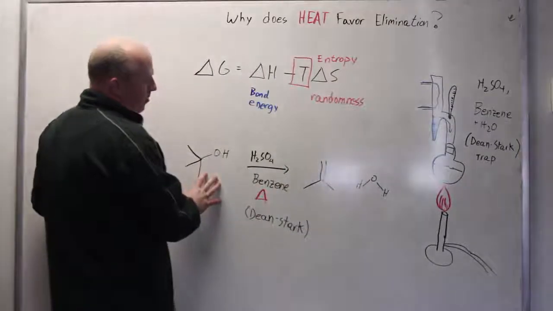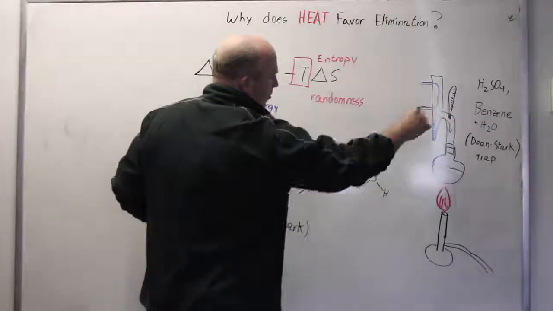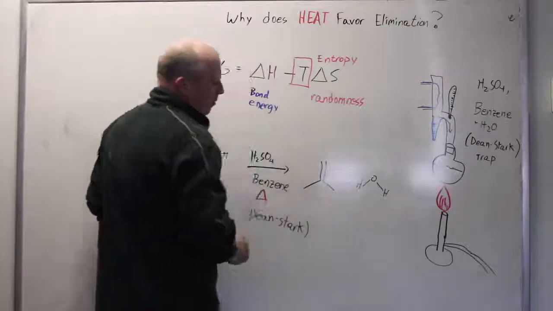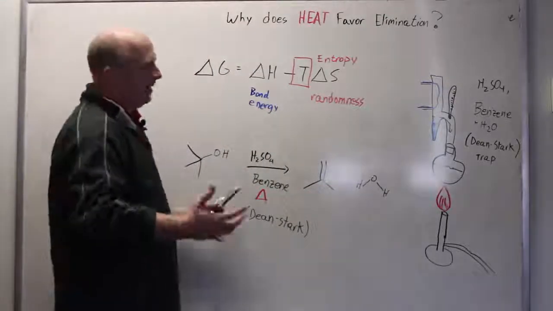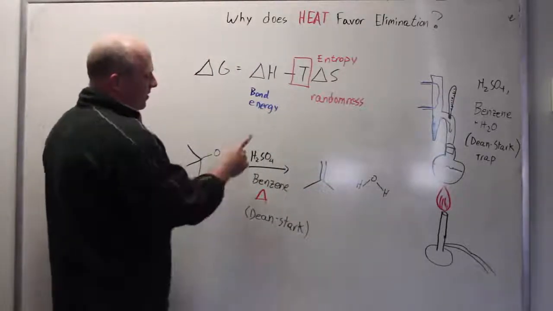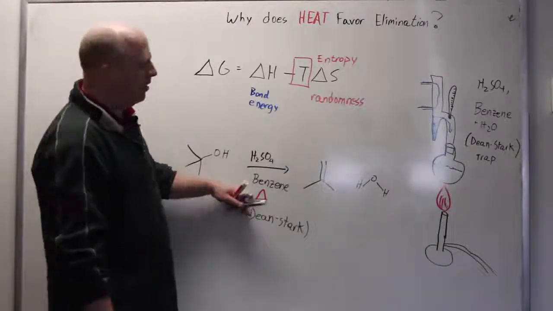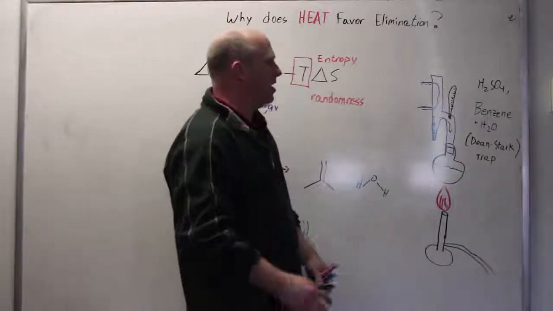If we have tert-butyl alcohol, we simply run this trap until no more water is being collected, and then we know that all of the water in the system is gone, and what we're left with is the pure elimination product. Or at least that's the idea. So if you see sulfuric acid, if you see benzene, if you see Dean-Stark, if you see heat, all of those are indications that an elimination reaction is taking place.